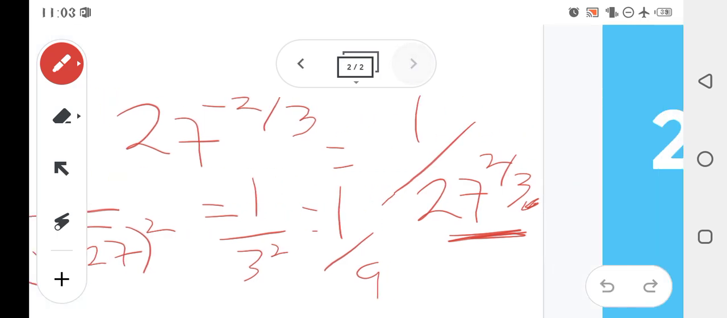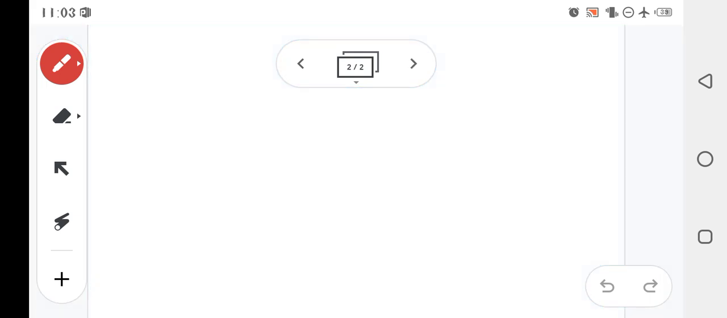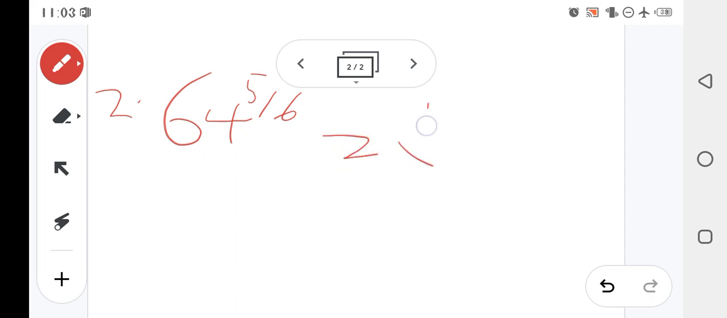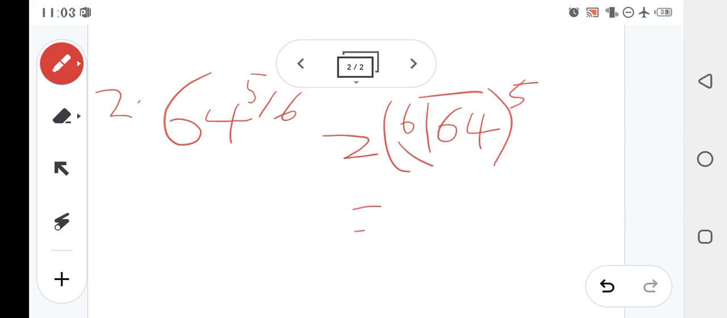So let's take another example. Example 2. You have, let's say, 64 raised to the power of 5 over 6. This is not hard. What this simply means is that you will take the sixth root, that means what you multiply 6 times to give you 64, then everything raised to the power of 5, which becomes 2 raised to the power of 5. And the answer is 32.